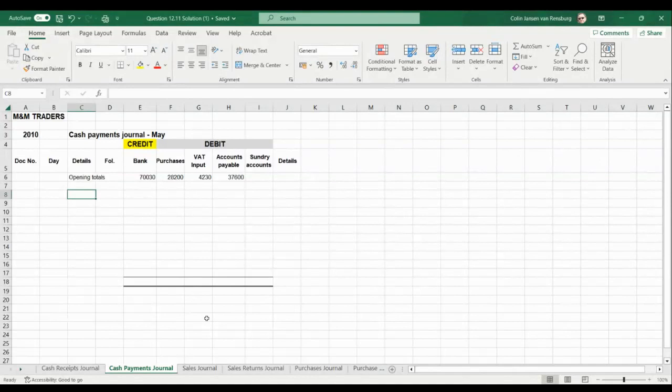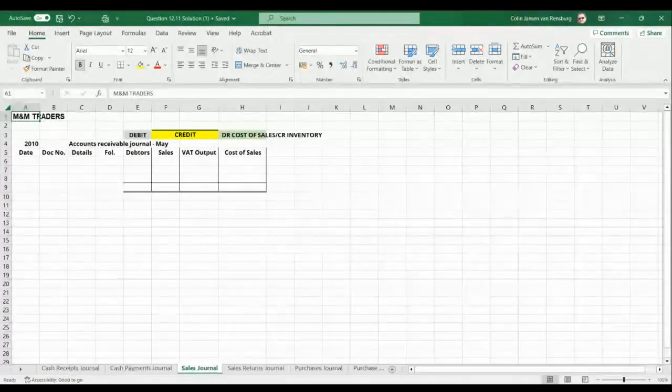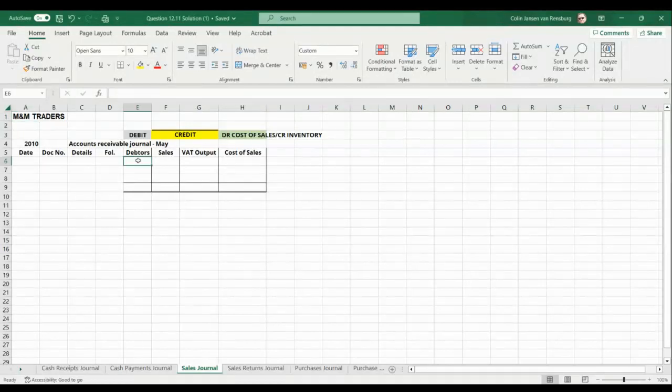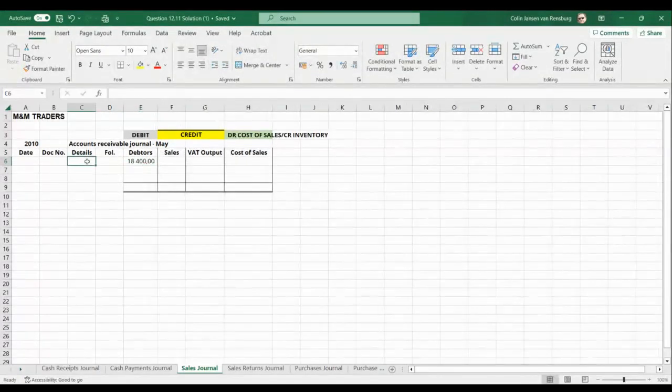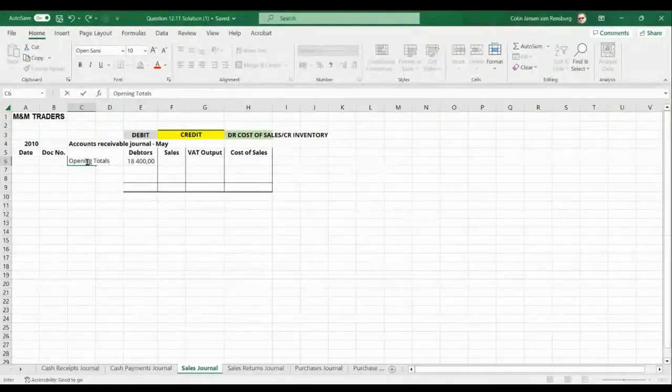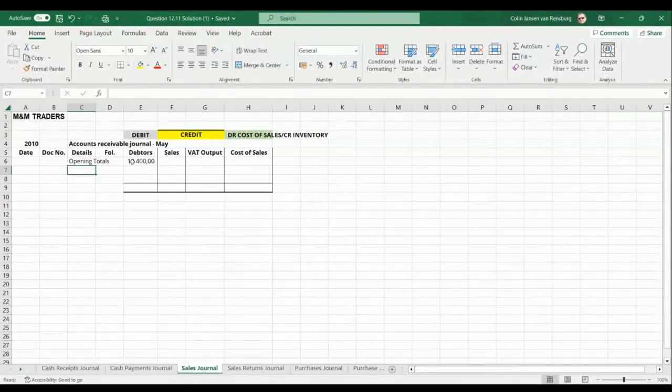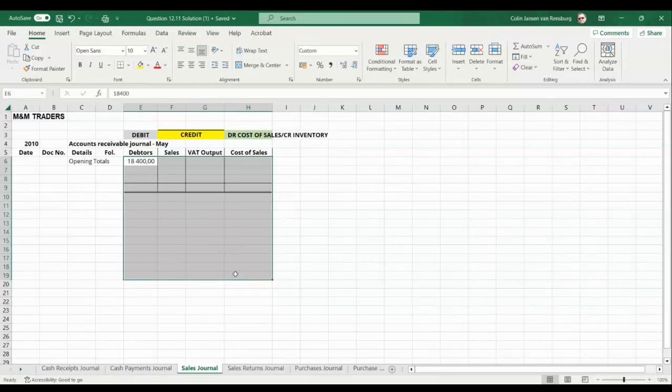Good. So now let's go to our next one, which is the sales journal, ladies and gents. Let's see what our totals there are. So in the sales journal, we've got accounts receivable 18,400. It's the opening totals. Okay, I suspect I will have to make this a lot bigger. So let's format a larger section.